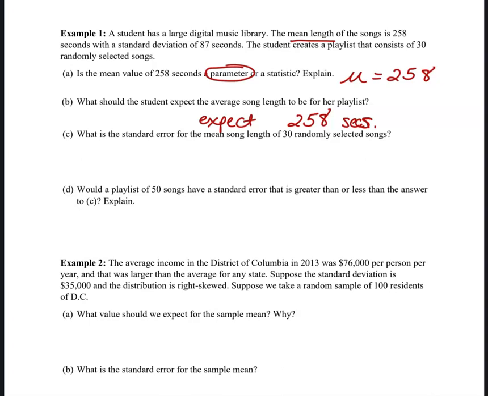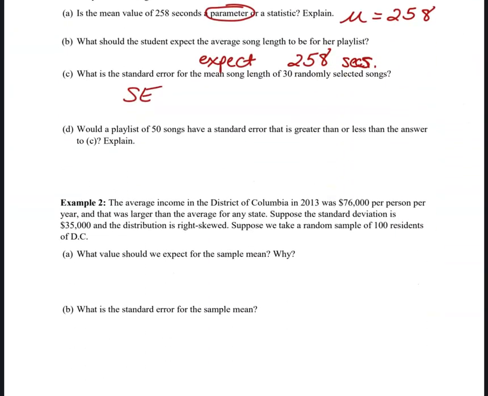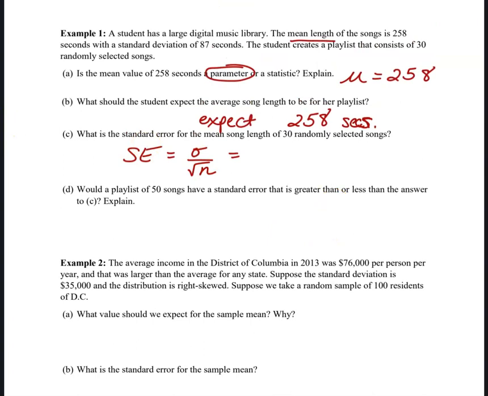What is the standard error going to be for her playlist? So the standard error, that's our new formula from up here. It's going to be sigma divided by the square root of n. Now what is sigma? Sigma is the standard deviation for her music library. So the population standard deviation for the library was 87 seconds. So it's going to be 87.